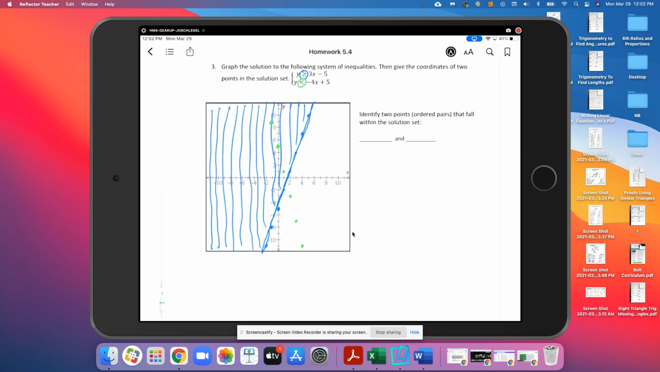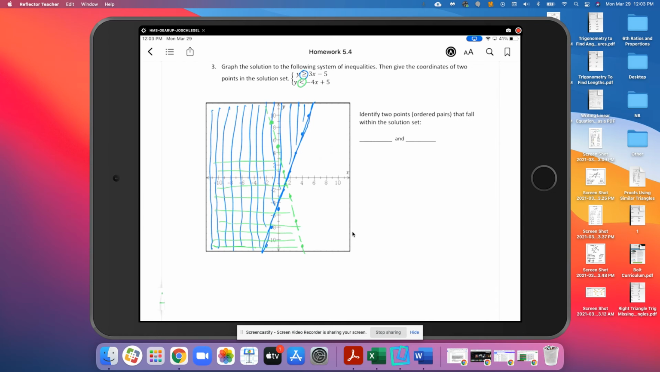Okay, so it is going to be a less than symbol. So it is going to be a dotted line going through those points. Okay, and dotted line, or sorry, less than meaning that it's going to be under the line or under the roof.